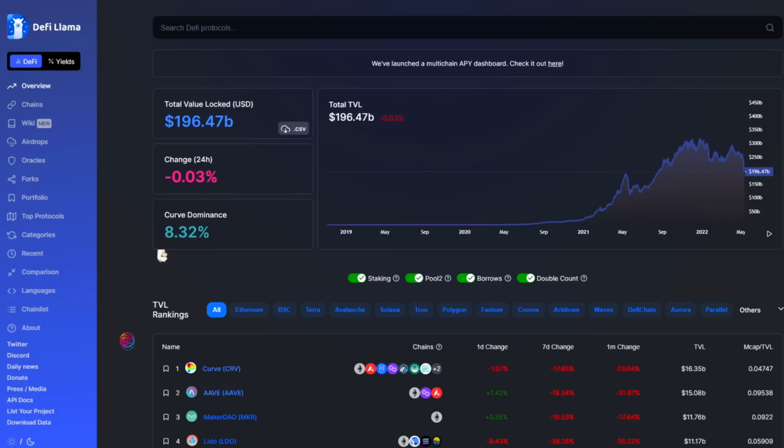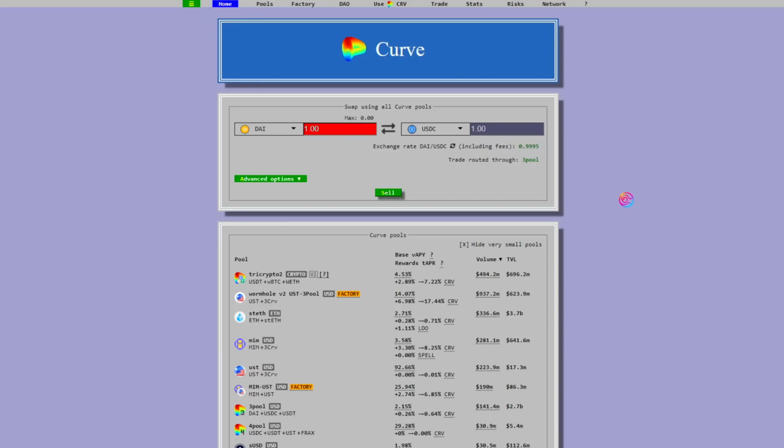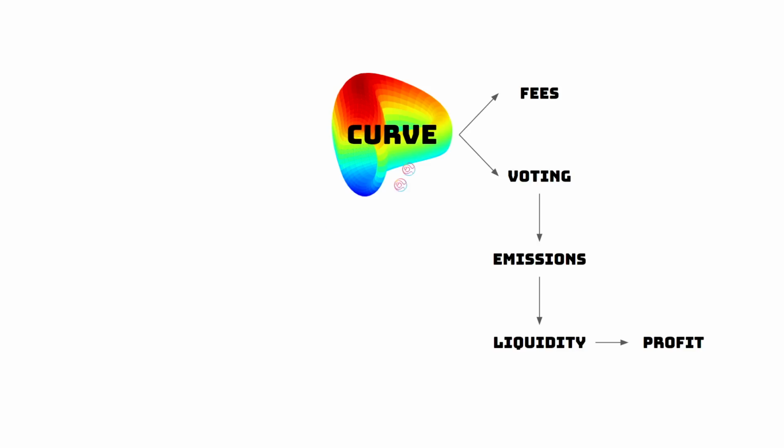Curve Finance is the largest decentralized finance application by total value locked. The easiest way to understand Curve Finance is to simply see it as a decentralized exchange with deep liquidity, allowing for very low fees when exchanging tokens and very high yields when providing liquidity. The main token of Curve can be used to earn trading fees and can be locked for a specific amount of time in exchange for governance or voting power.